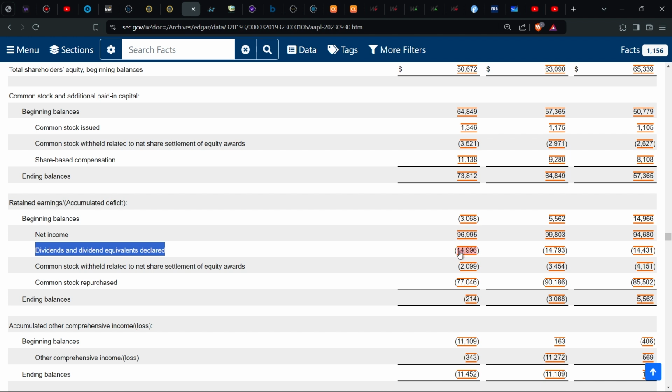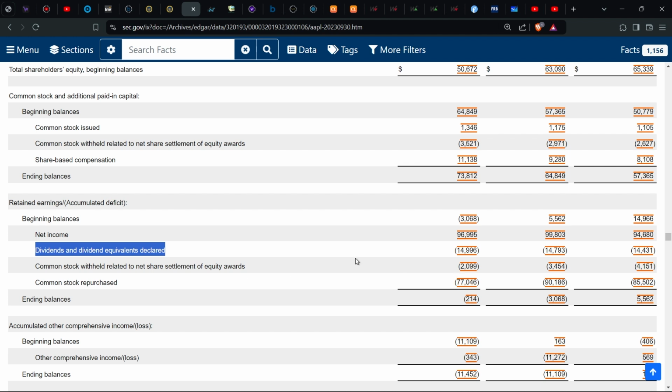So that's why it's under this category: net income, and then dividends paid out, and then common stock withheld related to net share settlement of equity award. Same story with this other one. These are tax, but now this tax is coming from the net income. And then common stock repurchased, $77 billion.